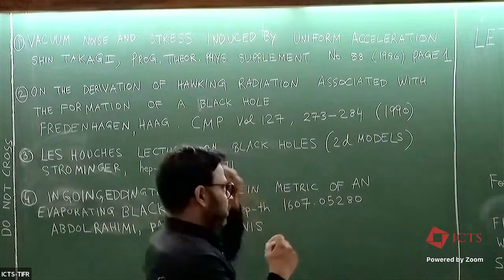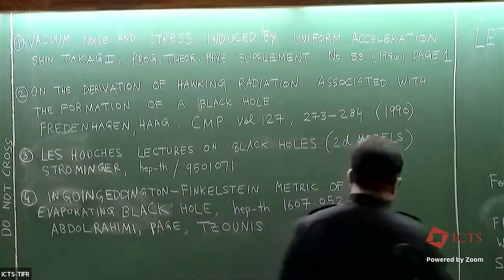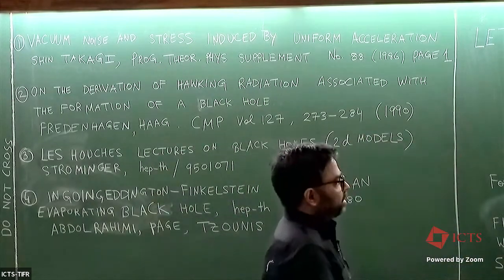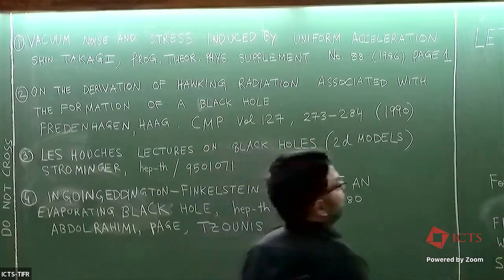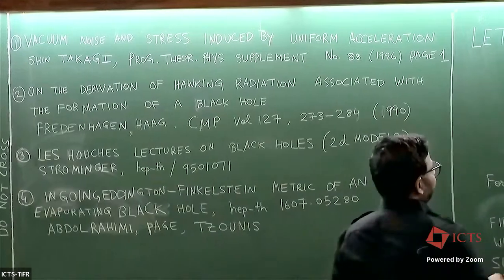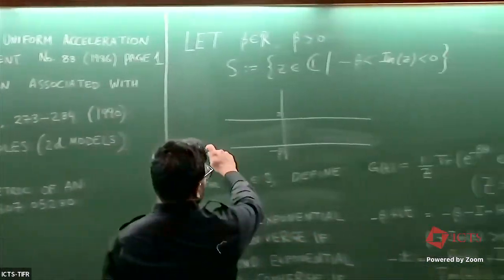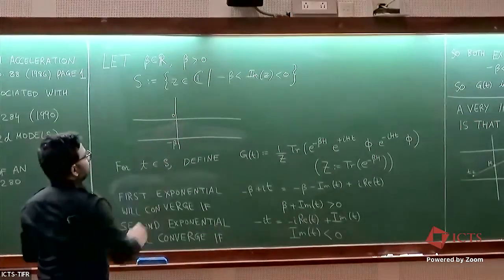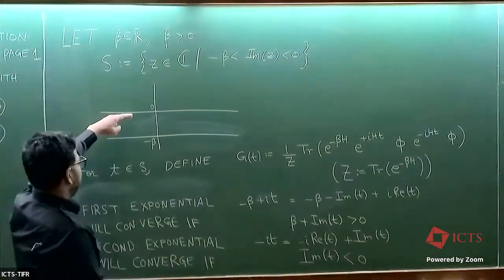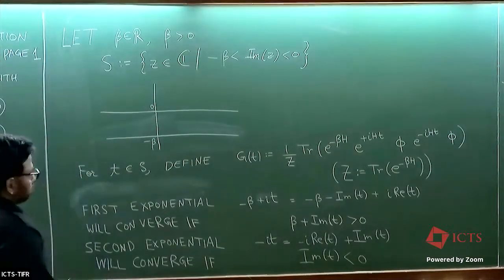Okay, so let's start by discussing thermal correlation functions. Here I have written that beta is a real number. It will stand for the inverse temperature, so it's positive. And I would like to define this subset of the complex plane, which is this strip here. It's a strip defined by the fact that the imaginary part of the complex number should lie between 0 and negative beta.